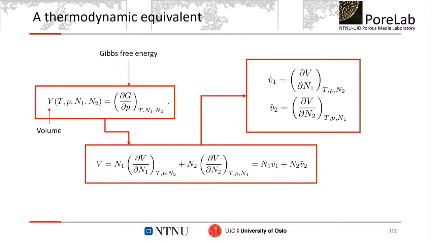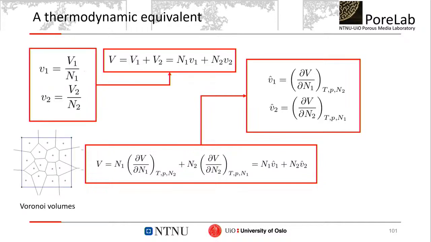I start out with the Gibbs free energy. Take the derivative with respect to the pressure, I get the volume. Then I can write it like this. This is in all textbooks on thermodynamics of mixtures. So I have a V1 hat and V2 hat. These are volumes now, and these are the thermodynamic volumes. This is called partial volumes. This is with the number of molecules of type 1, number of molecules of type 2, or moles of type 1 and type 2. You get this one.